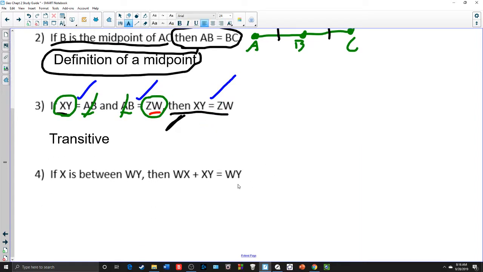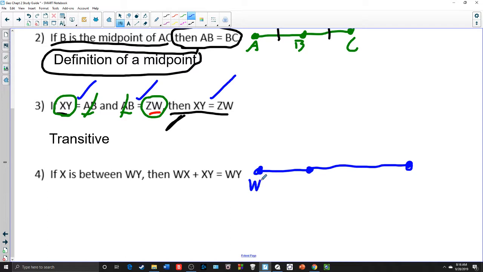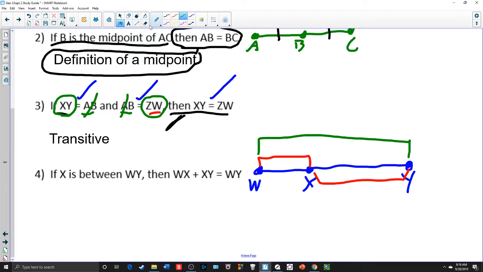And then number 4, if X is between WY, then WX plus XY equals WY. Well, again, let's draw that out here real quick. Now it says between, it doesn't say in the middle, so I'll try not to draw it too much like it looks like in the middle. So here's W, here's Y, and it says X is between them. So X would be something right here. And what this thing says is that if we take WX and we add it to XY, we get our entire length, which is WY.